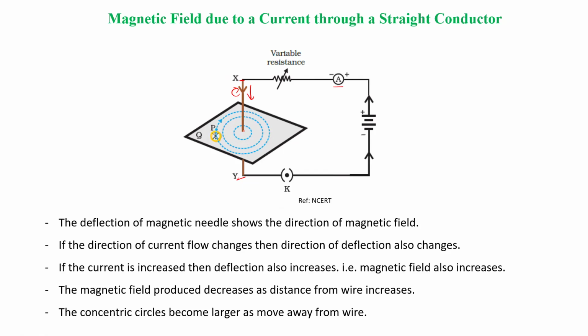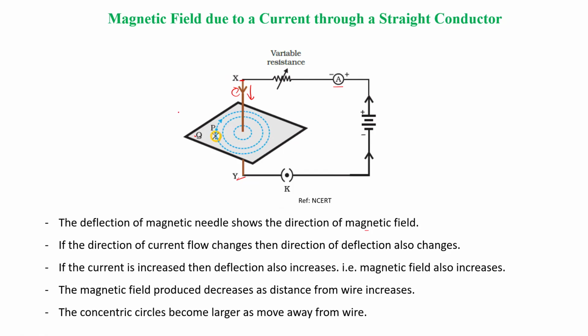When we move away from the current carrying conductor, the strength is going to decrease. So if the magnetic needle is moved from point P to Q, the deflection will be less. From this we observe that the deflection of the magnetic needle shows the direction of the magnetic field. As we have seen earlier, the direction in which the north of the magnetic needle aligns shows the direction of the magnetic field.